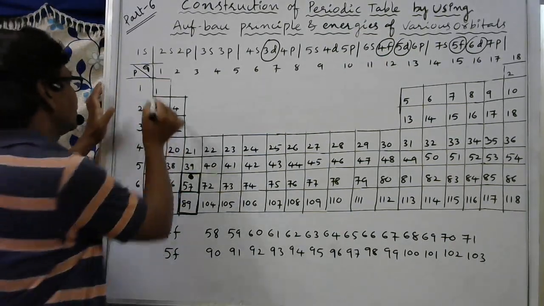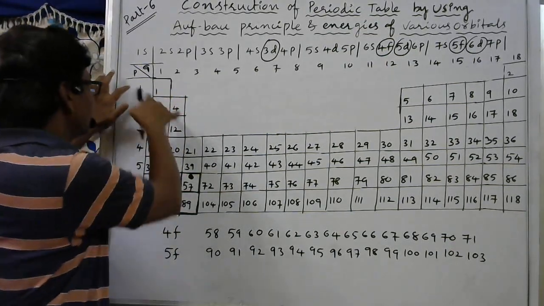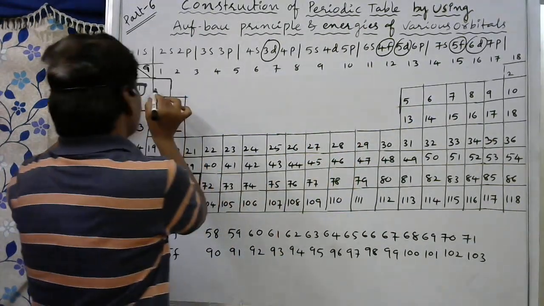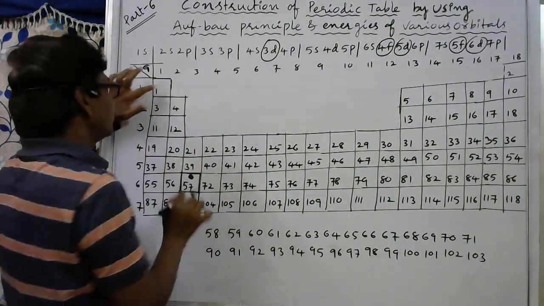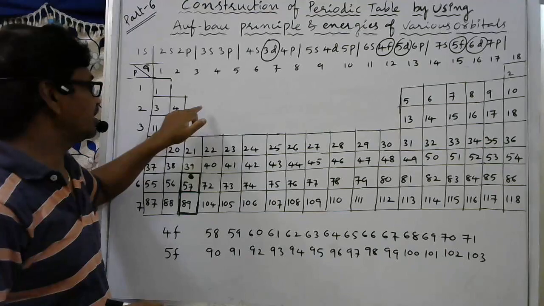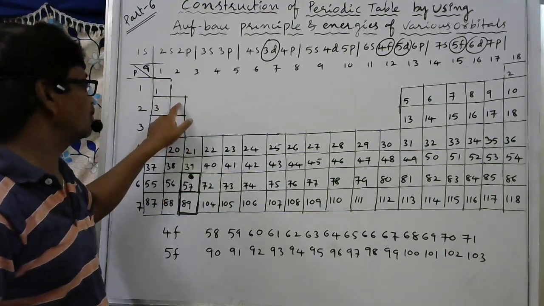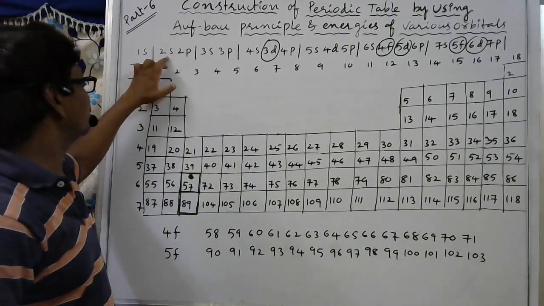Remaining elements, if you have interest, you can remember in future. Here, this is the first group, otherwise the first period. The first period contains only two elements, so it is a very short period. This is the second period. How many elements does the second period contain? 1, 2 with respect to the s block, only 2 s orbital.